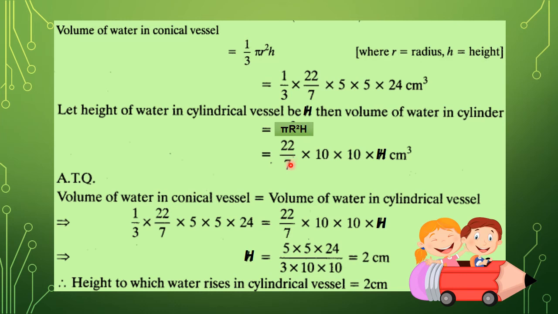Clear? That is 22 by 7 into 10 into 10 into h. That will be in centimeter cubes. Now according to the question, we just have to equate their volumes. After equating, we'll calculate the value of h. That is the height of the cylindrical vessel, which equals 2 centimeter. I hope this is clear to you.